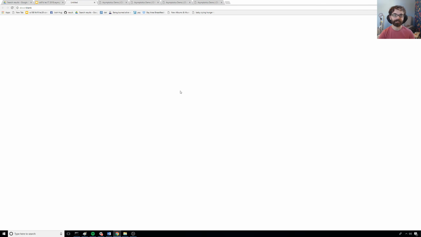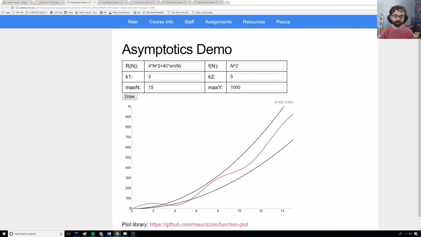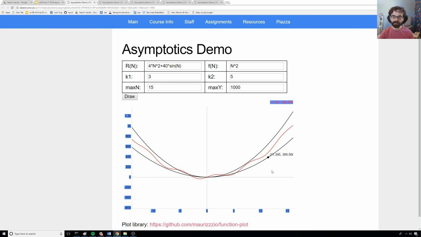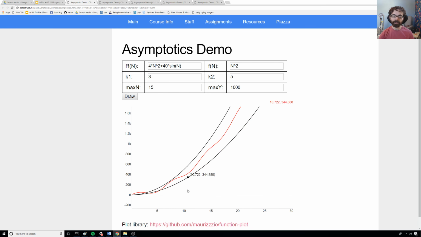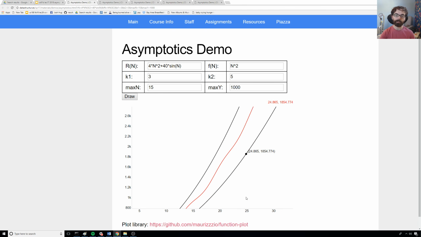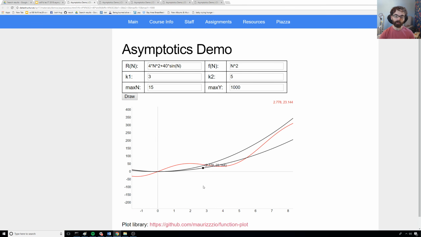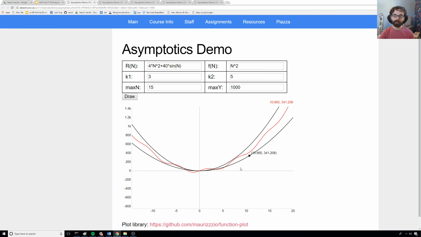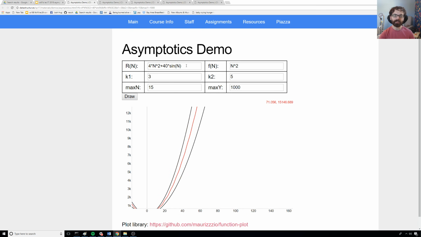Let's see a picture. I think that should help. Okay. So the red line shows r of n as n gets bigger. And we can see that for very large n, it does actually look a lot like n squared. In fact, it fits between 3n squared, which is the bottom line, and 5n squared, which is the top line. Now, of course, for small n, it's wiggling in and out. But if we zoom out, we can see this is basically just a parabola. All right?